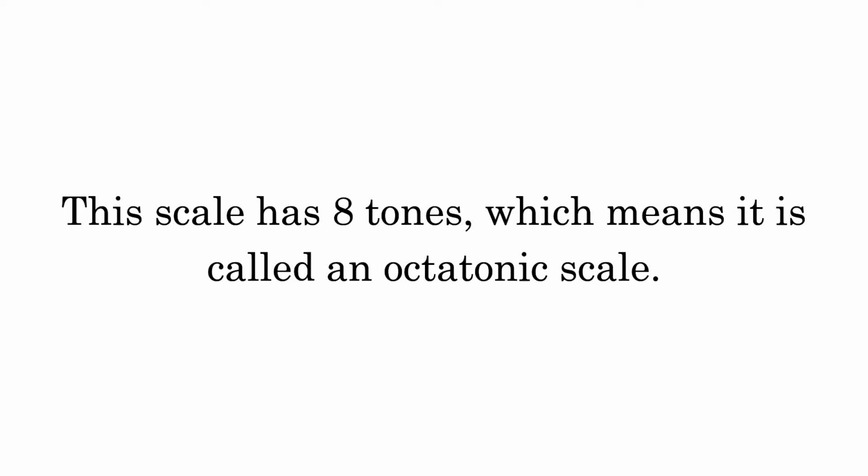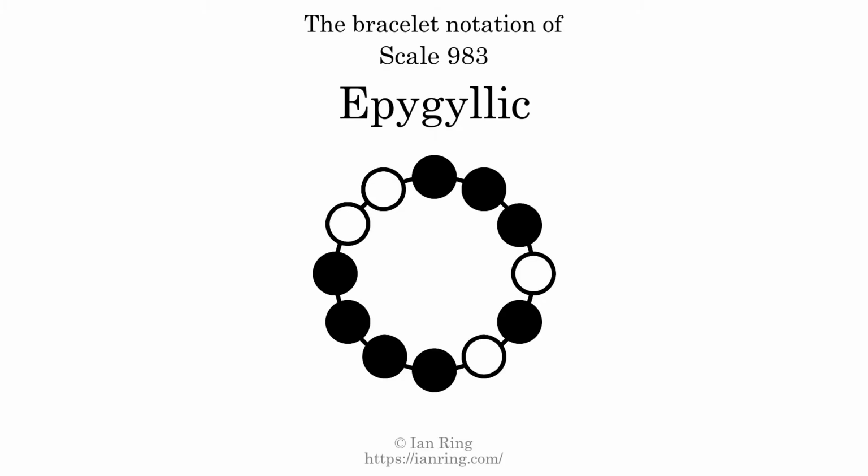This scale has 8 tones, which means it is called an octatonic scale. This is a bracelet notation diagram of scale 983. The shaded circles represent tones that appear in the scale, and they are read clockwise, starting at the top.